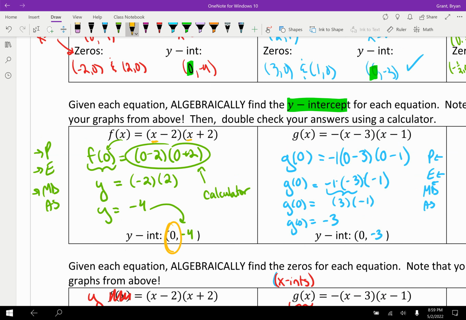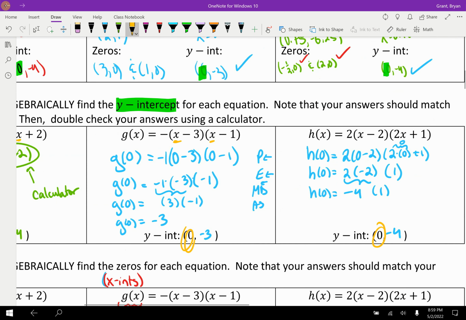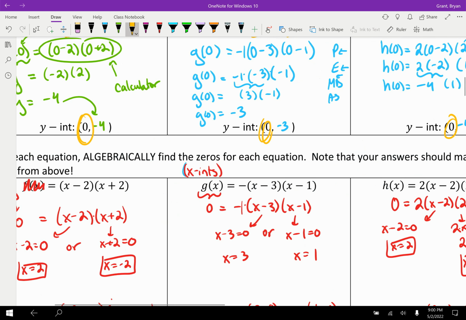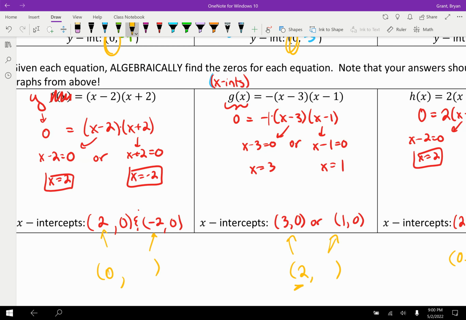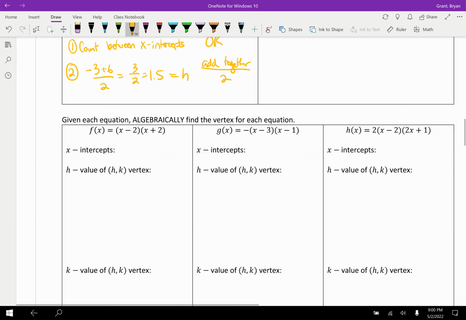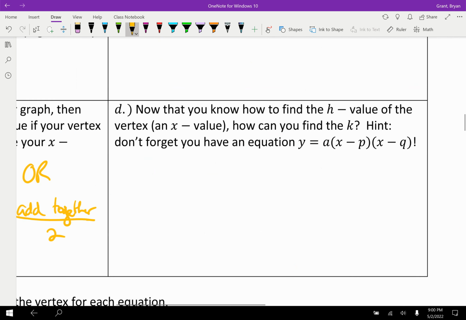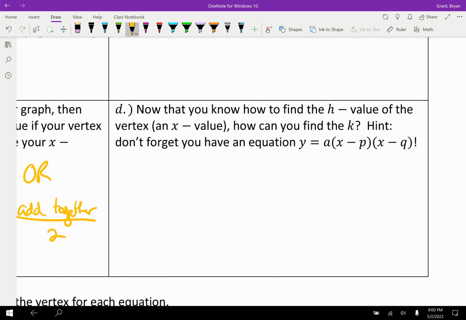Well, I replaced the x's with 0, because 0 is the x. Easy enough, right? And if this 0 had been a 7, then I'd be replacing the x's with a 7. Or if the 0 was a 2, I'd be replacing the x's with a 2. So to finish off the vertex then, now that we have the h value, how do we find the k?